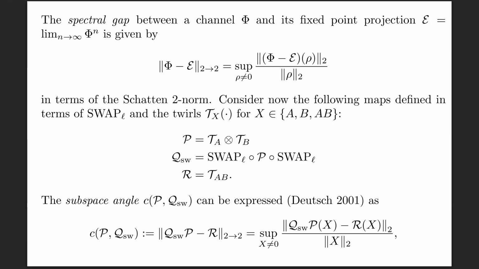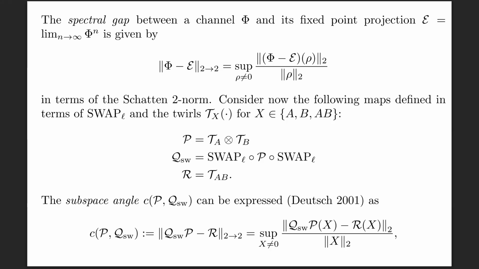And what we could do is model this protocol as applying these local twirls given by the operator P, and sandwiching a swap Q_SW in between those local twirls. And we can then study what's called the subspace angle, which was a concept introduced by von Neumann, which is this spectral gap between the composition of the two of these projections. And you may notice these are in fact projections, this Q_SW and this P, and the projection to the intersection of the subspaces they project to, which is this R.